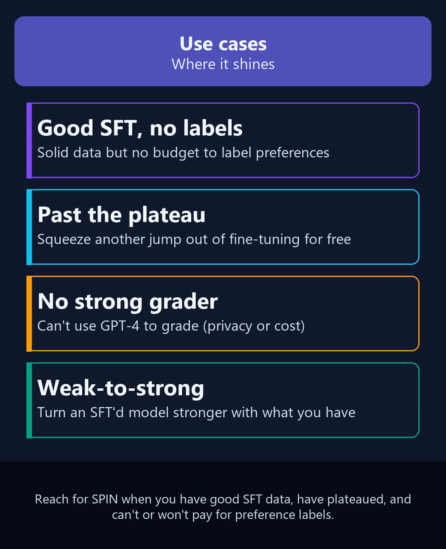Where does SPIN shine? When you have a solid fine-tuning dataset, but no budget for preference labeling. When you have squeezed all you can from plain fine-tuning and want another jump for free. When you cannot rely on a stronger model like GPT-4 to grade answers, perhaps for privacy or cost. And as a general recipe for turning a weak, already fine-tuned model into a stronger one using only what you have.